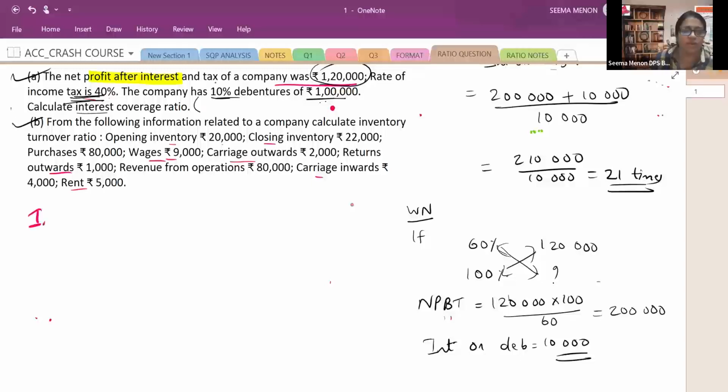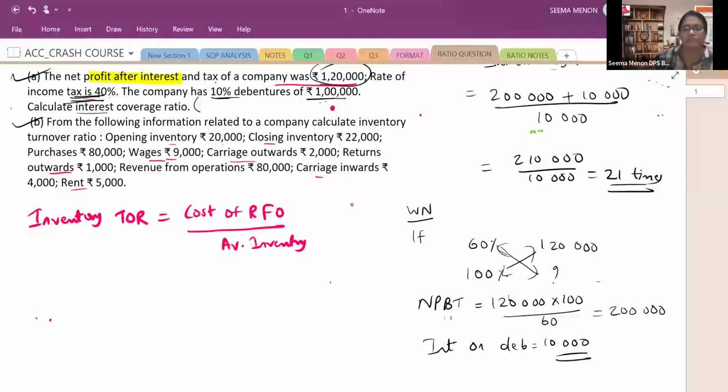As usual, first of all, you will write inventory turnover ratio is equal to, for turnover ratio, I am writing TOR. T for turn, O for over, then ratio. Turnover ratio is equal to cost of CORFO, that is cost of revenue from operation. You should learn this language also. Upon average inventory. Average inventory ka formula also you should know that.